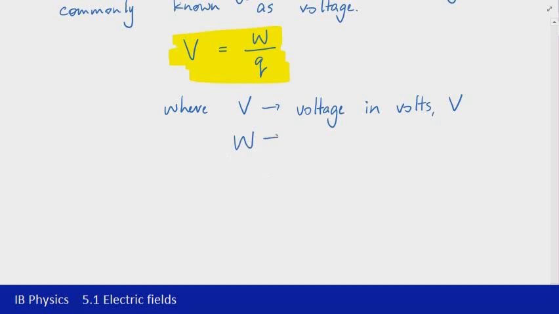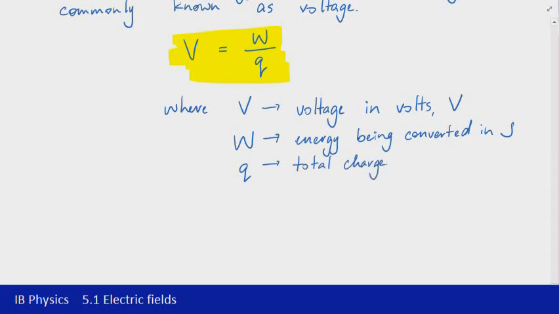W is the energy that's being converted, and energy, as we know, is measured in joules. And Q is the total charge that's involved in that conversion. So all of the charge that's moving through the circuit component that's causing the energy to be converted, and that's measured in coulombs.